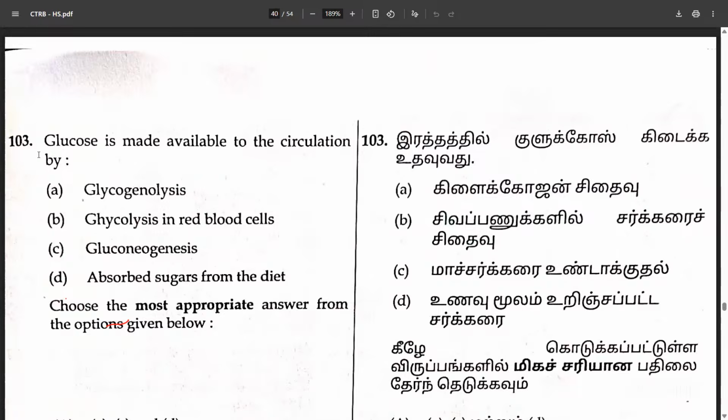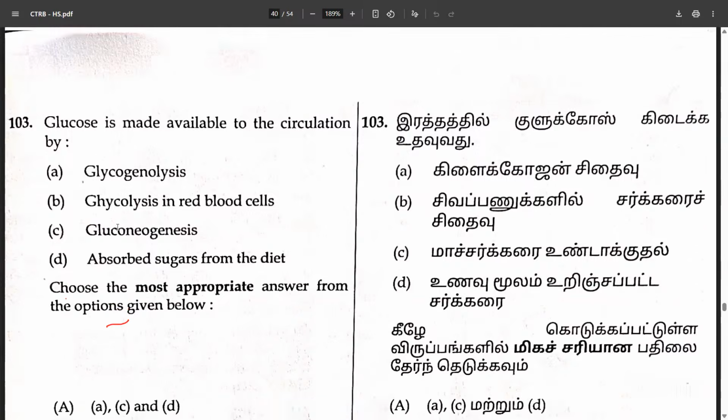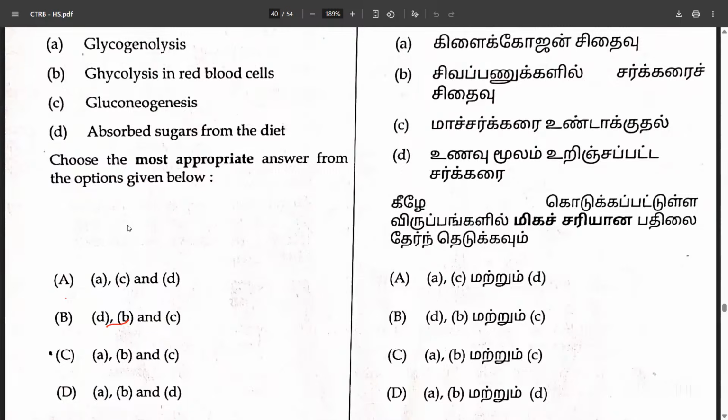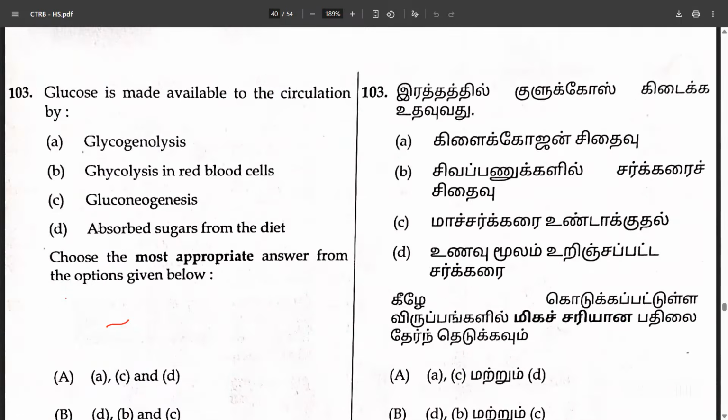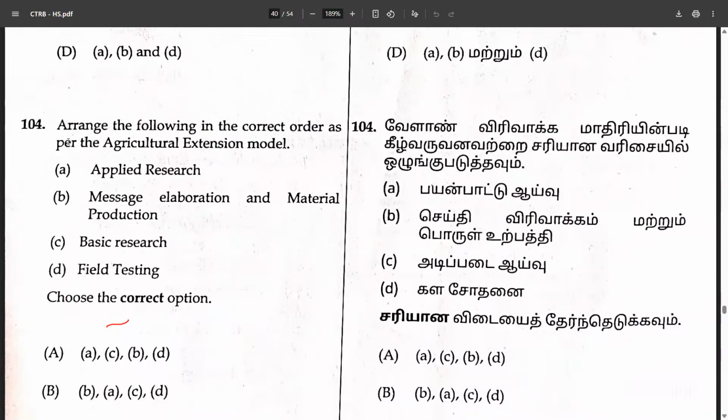Question 103 is: glucose is made available to the circulation by glycolysis in the red blood cell, glycogenesis, absorbed sugar from the diet. So here C will be the right answer. You'll simply eliminate absorbed sugar from the diet and you'll get your correct answer.